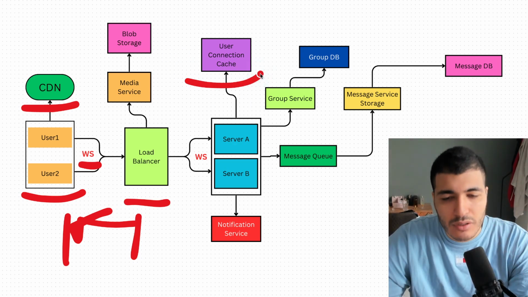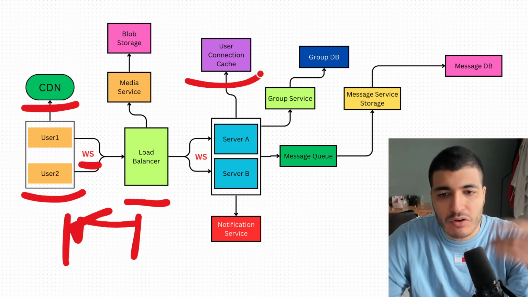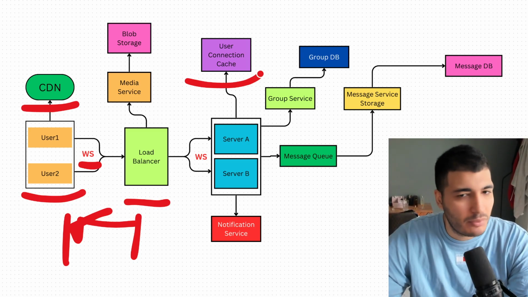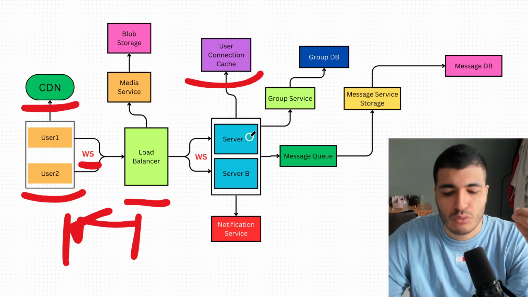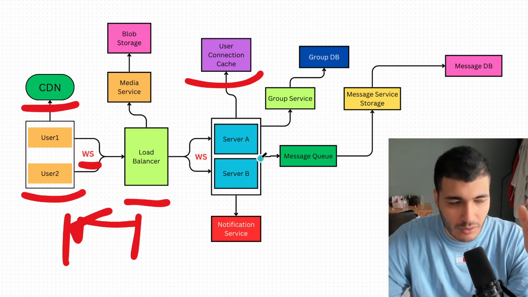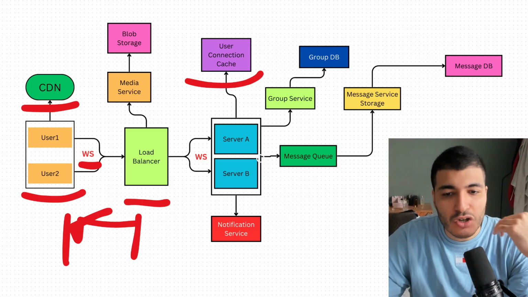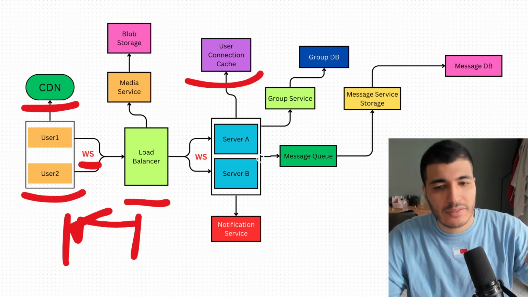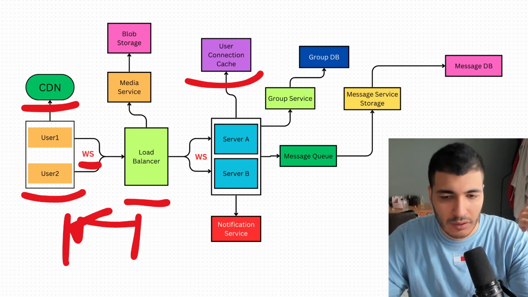So we have the user connection next. This one stores which server each user is currently connected to. For example, user 1 is connected to server B or server A. When a message comes in, this helps the system quickly locate where to deliver it.